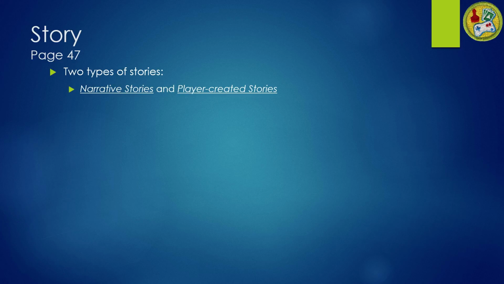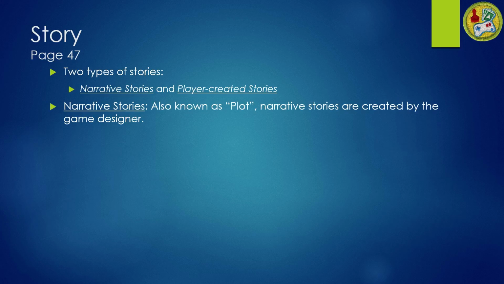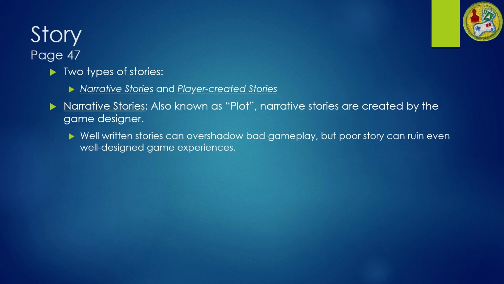Story, which you can find on page 47. There are 2 types of stories: narrative stories and player-created stories. Narrative stories, also known as plot, are created by the game designer. As the book notes, a well-written story can compensate for bad gameplay. However, a poor story can ruin the game experience even if the mechanics of the gameplay are solid.